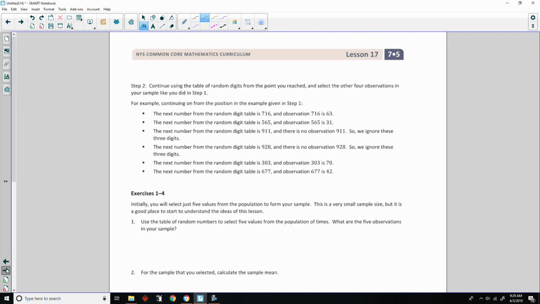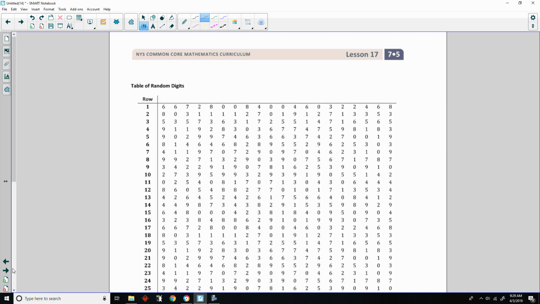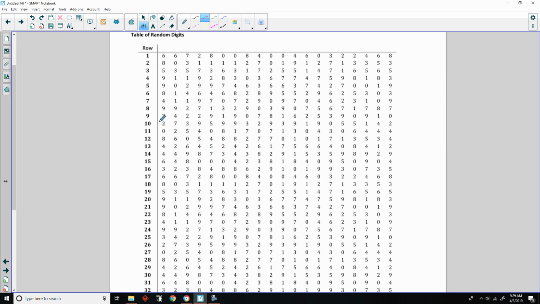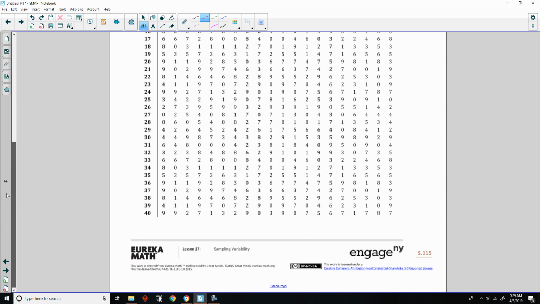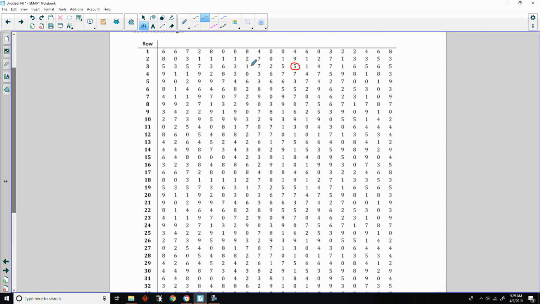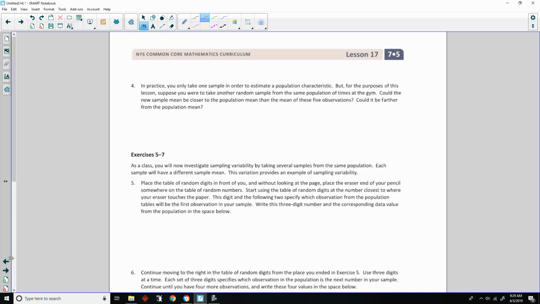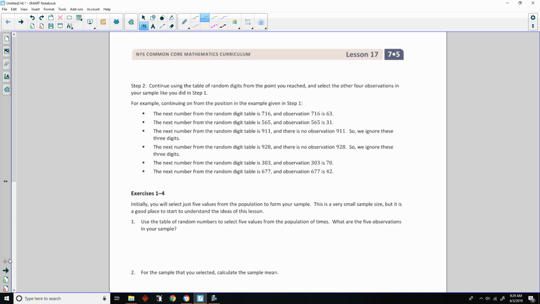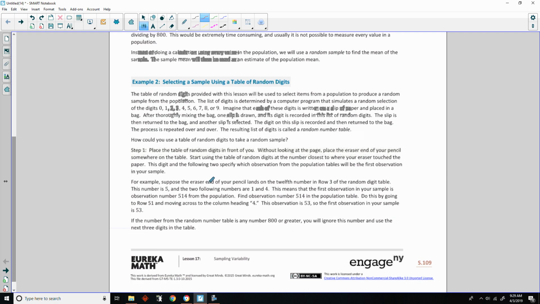So let's take a look at that. So here's our table of random digits. 12th number in row 3. 1, 2, 3, 4, 5, 6, 7, 8, 9, 10, 11, 12. So what they're saying is you put your pencil's eraser down on this piece of paper here randomly, and it was on this 5. Okay? All right, so that's where we're at.